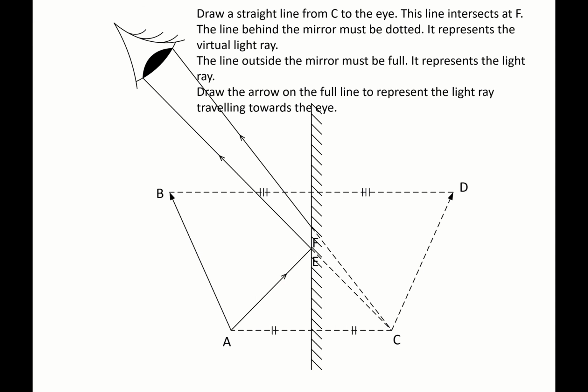Next, draw another straight line from C to the eye, but this time round note that the line touches the other end of the eye. And this line now intersects at point F. Also note that the line behind the mirror must be dotted because it represents the virtual ray. And the line outside the mirror must be full. It represents a light ray. And since the eye sees the image, the light ray must be traveling from the mirror into the eye as denoted by this arrowhead.